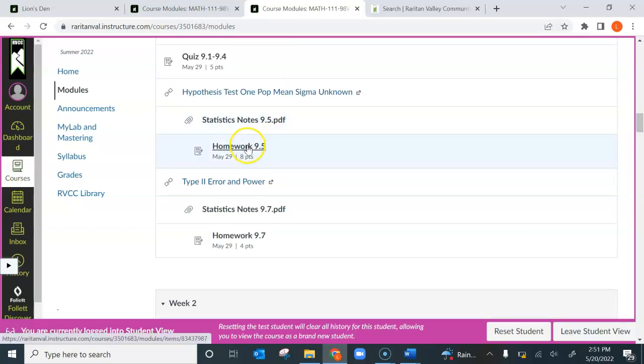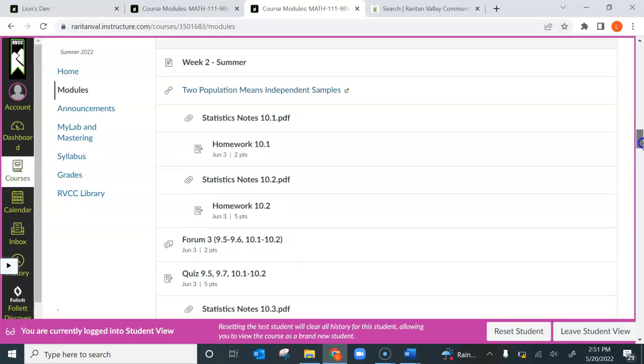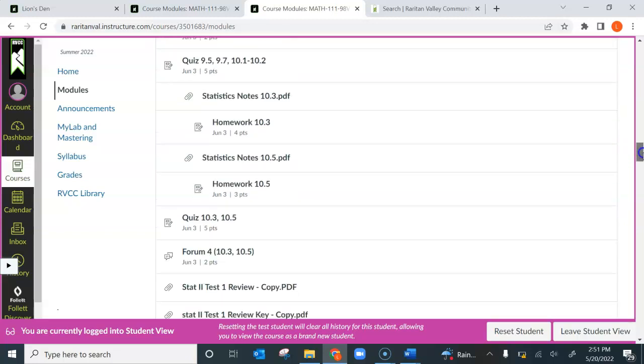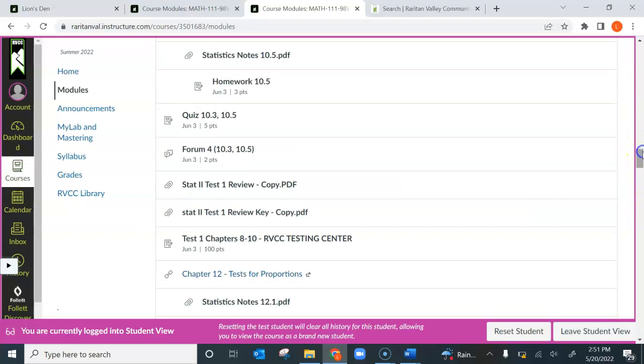All right. So down here, this type 2 error, you probably did not get to this in Stat 1. This is kind of the first set of new material. And if you get all that done in week 1, you're in great shape. And then you can continue into week 2. Again, video, some notes, some homework, and then a forum, and then a quiz. And you continue that until you go ahead and take the test.